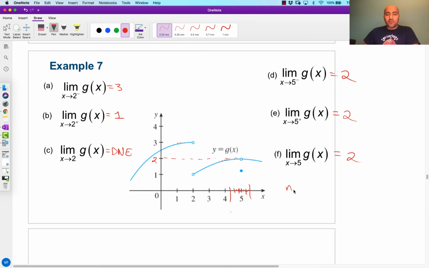Okay? Note that g of 5 looks like g of 5 equals 1. Nothing wrong with that. It has nothing to do with the limit. The limit cares about what it looks like. Where does it look like it's heading, not what it actually is at that value. Care more about what it looks like. Where does it look like it's heading?